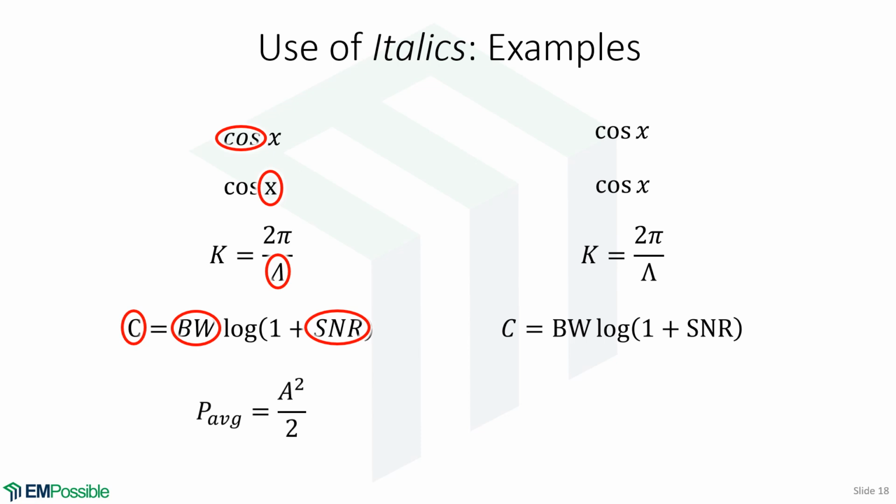Next example, P average is A squared over 2. What is wrong with this, if anything? Well, in the subscript, we have an italicized A, V, and G. That means that A, V, and G are 3 different variables being multiplied together. Well, really, we just meant to say average. That's some sort of abbreviation. Well, that should not be italicized. Now, the P should be italicized. It is a single letter variable. A should be italicized.